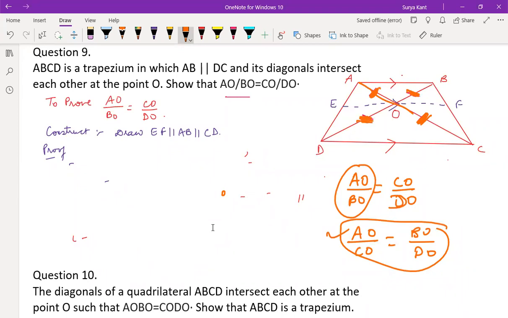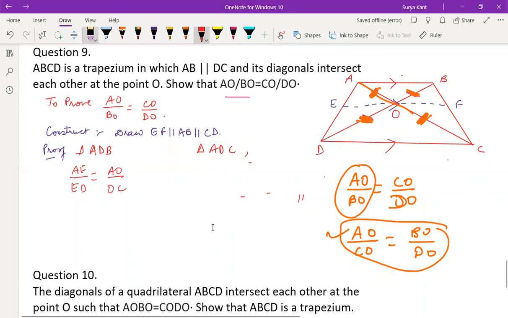Which two triangles should we consider over here? Tell me, Samarth, which two triangles should we consider? Yes, ADB and ADC. So in ADB, what do we get? AE by ED is equal to AO by OC, right? AO by OC.